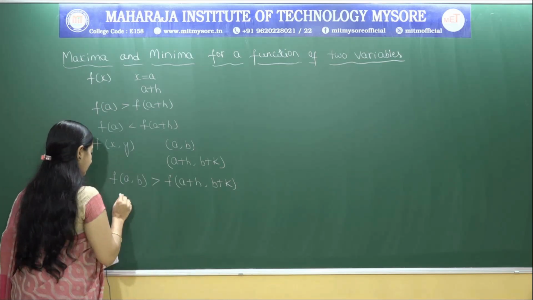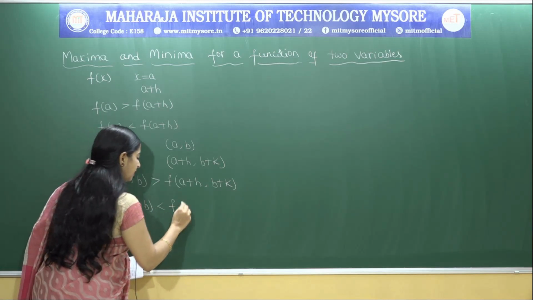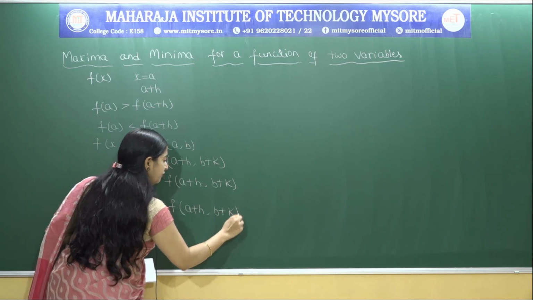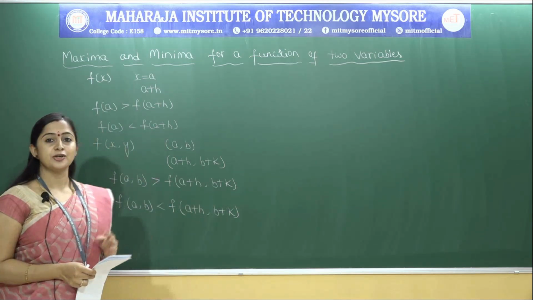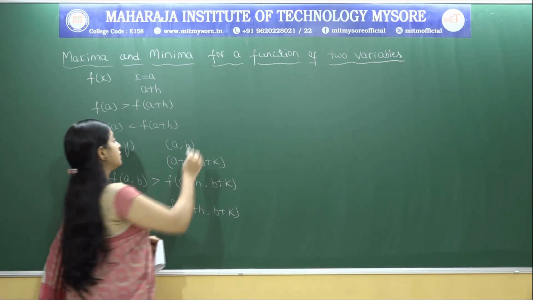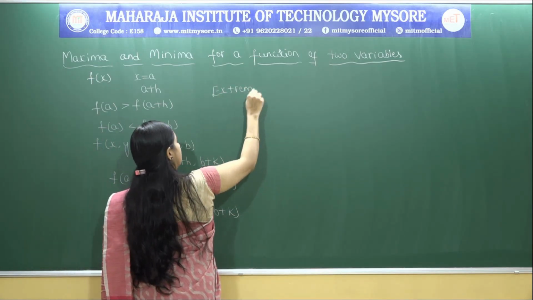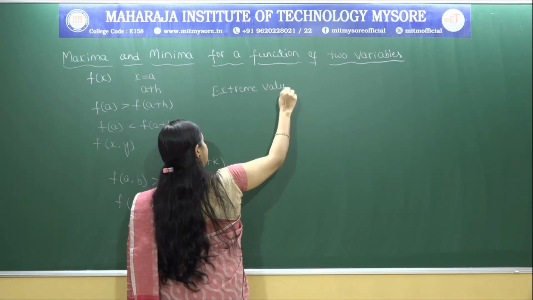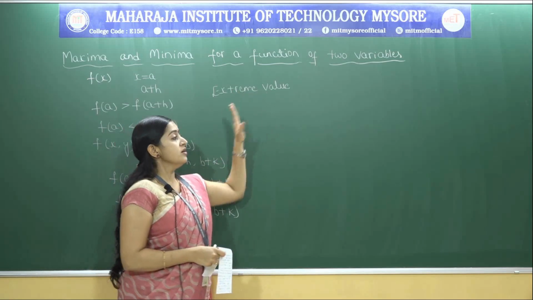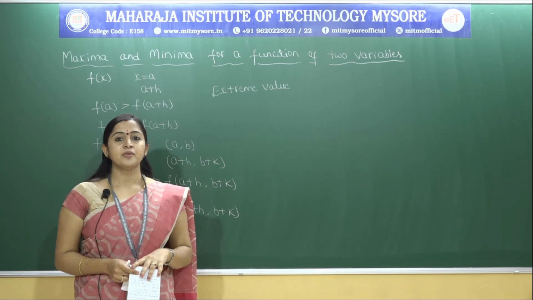Similarly, if f of a comma b is less than f of a plus h comma b plus k, then the given function is said to be minimum at the point a comma b. And also the function is said to be an extreme value either it is a maximum or the minimum at the point a comma b.